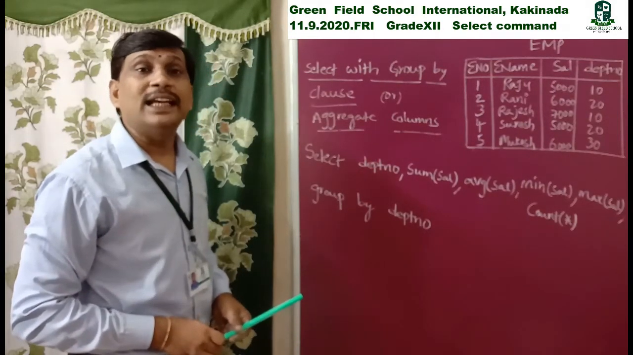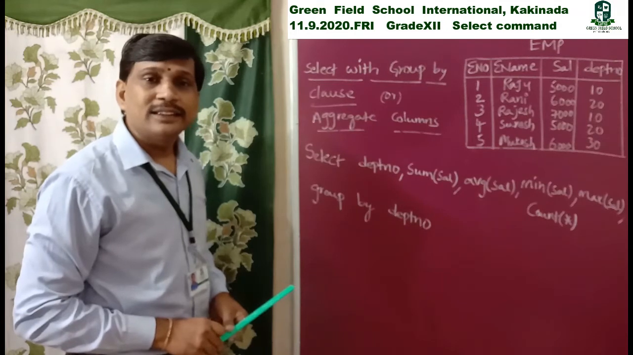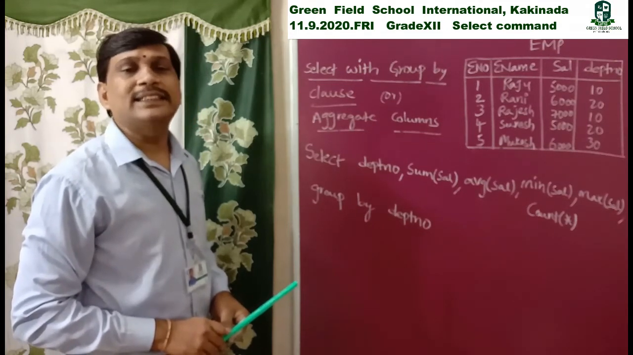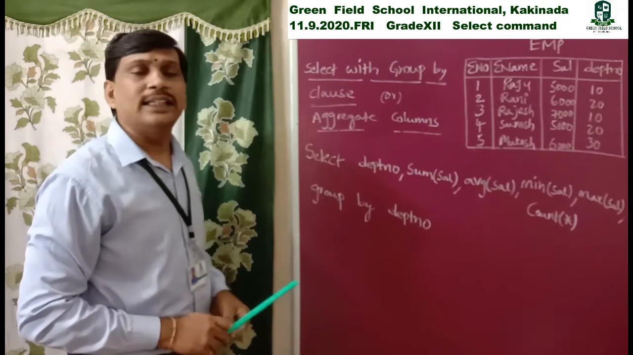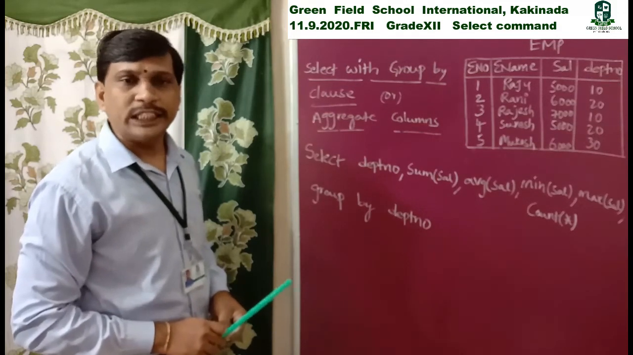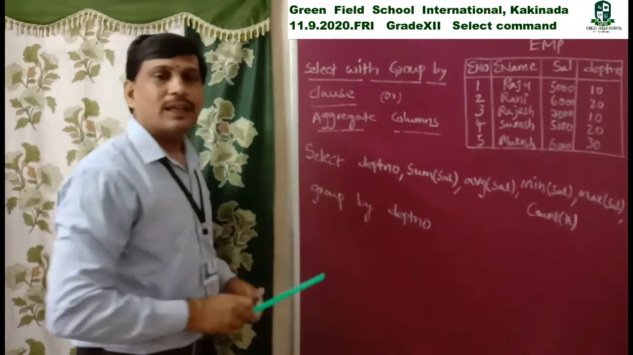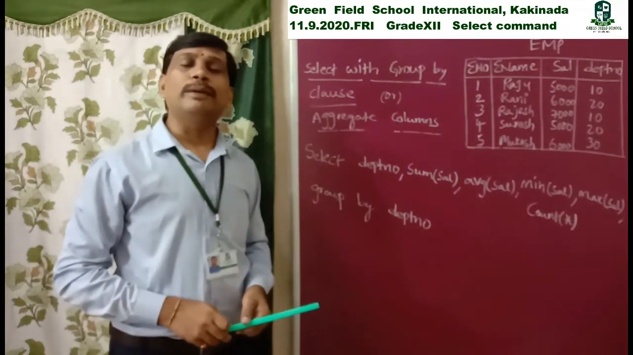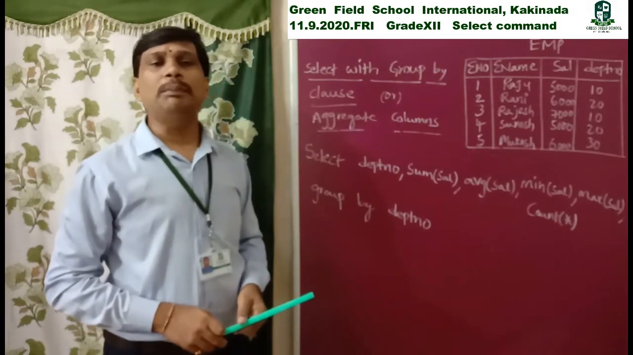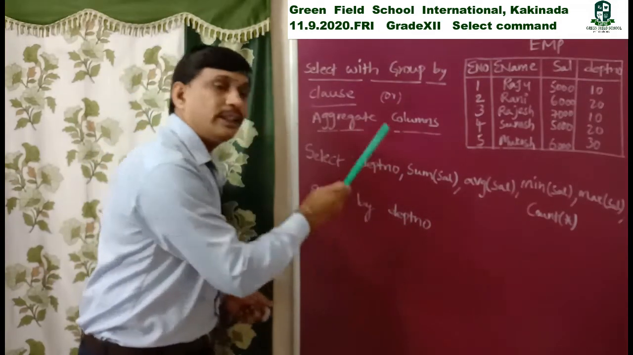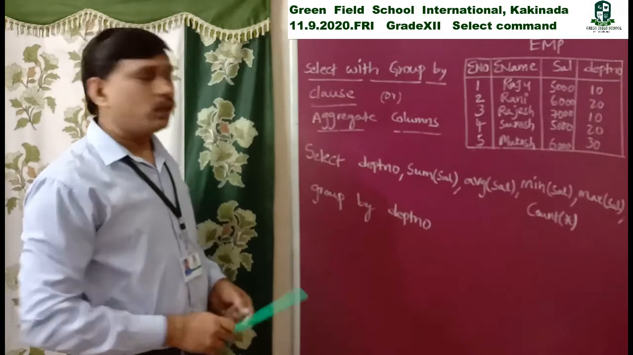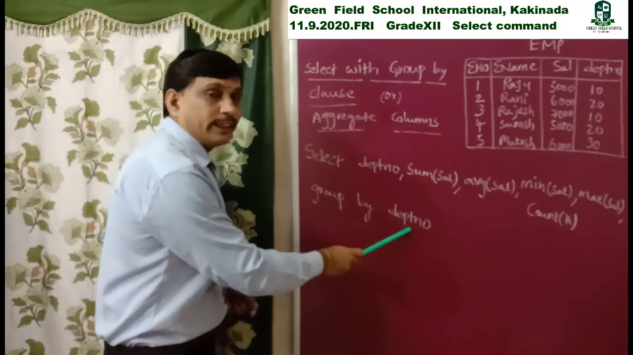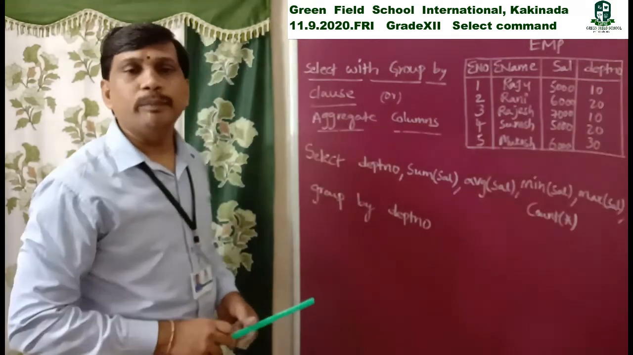Every time a select statement considers our table, the entire table, as a single unit, all the columns and all the rows. But when I am using this clause, that is the group by clause, the entire single unit table can be divided into a number of parts, depending on this column. So here I use group by grouping column. Here the grouping column is department number.